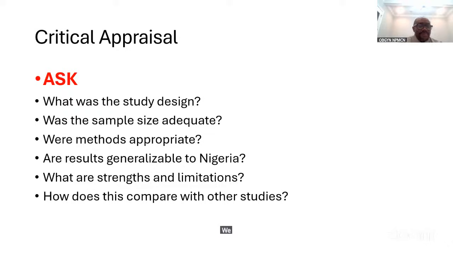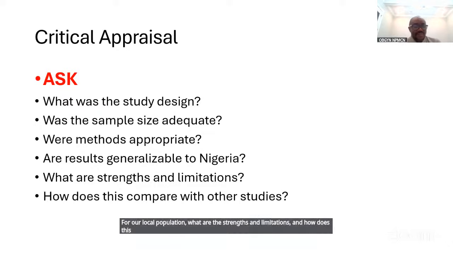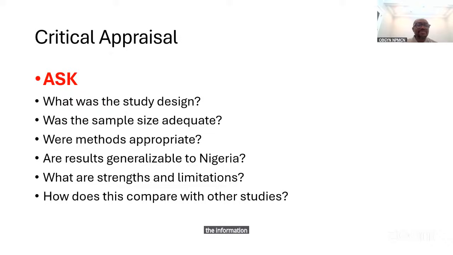Were the methods appropriate? Do you think these results are generalizable to Nigeria or our local population? What are the strengths and limitations? And how does this compare with others? So this is what we are going to do with each article. This is how you critically appraise each article, and then you get the information you want.